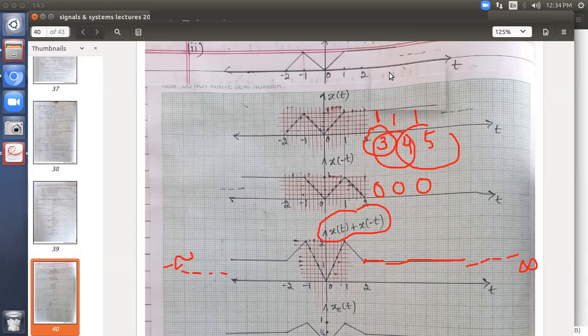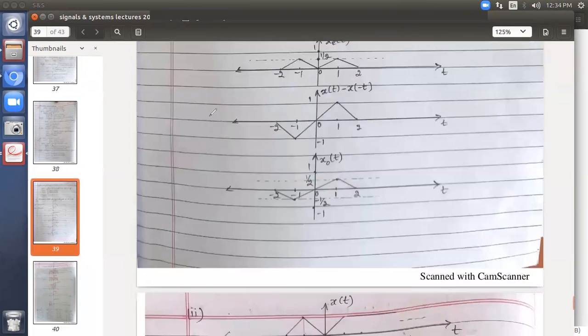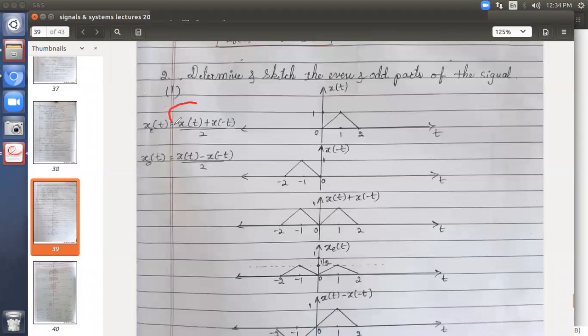Then how to find the even component? Last procedure. After adding both, you need to divide the amplitude.